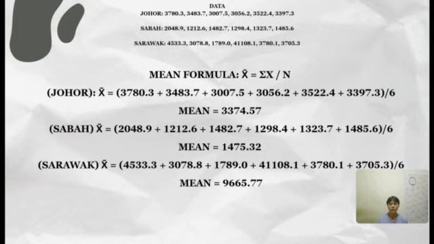Okay, the next one is mean. The formula for mean is x-bar equals sigma x divided by n. For Johor, we use the data from above, add them together, and divide by 6, and the final answer for this mean is 3,374.57. For Sarawak and Sabah, it is also the same.